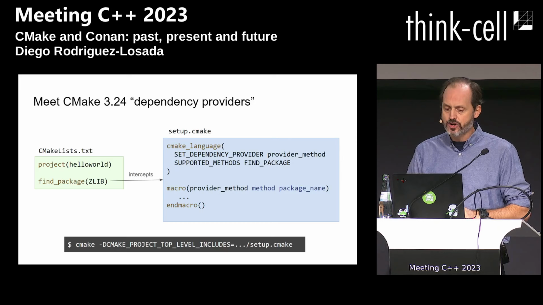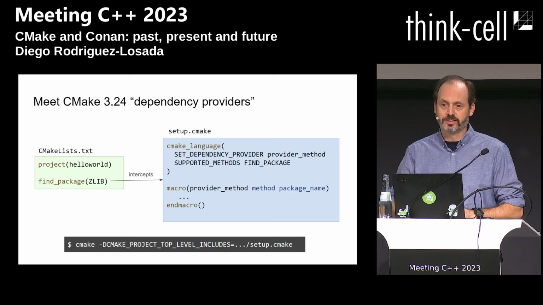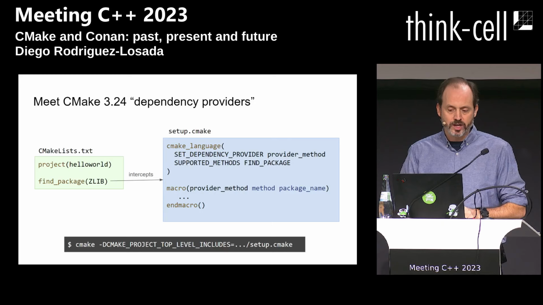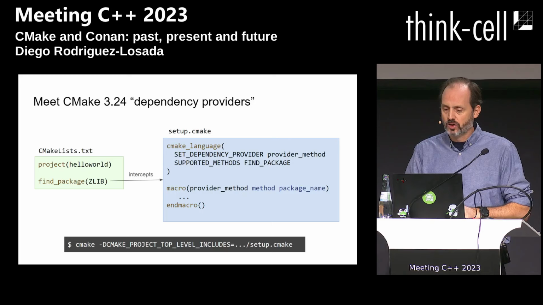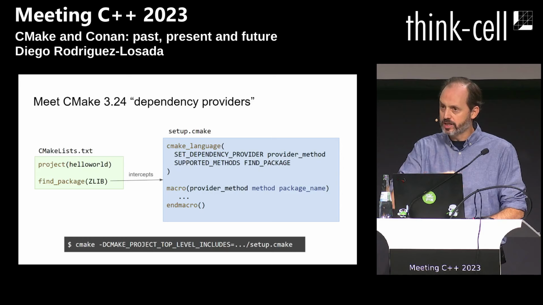Dependency providers are nothing but a way to define interceptors for certain CMake calls. In this case, the most typical one is find_package. So you can define something in a CMake file that you can inject, and you say, hey, whenever someone calls find_package, instead of calling the CMake find_package, please call this other method here, and I will manage to have the functionality there.